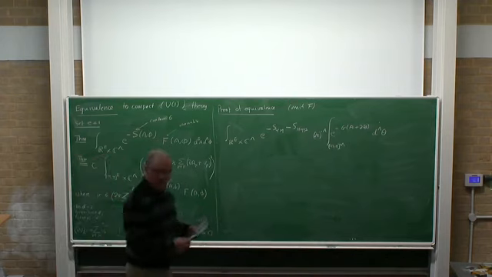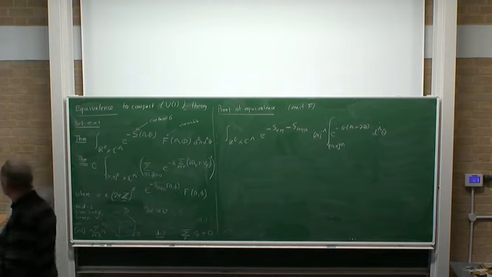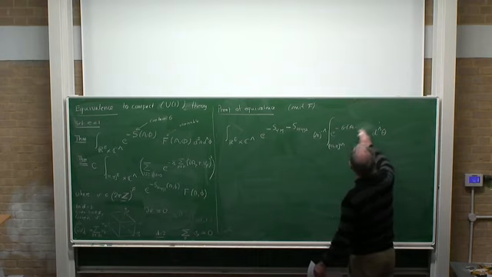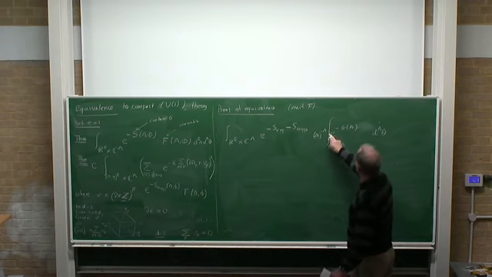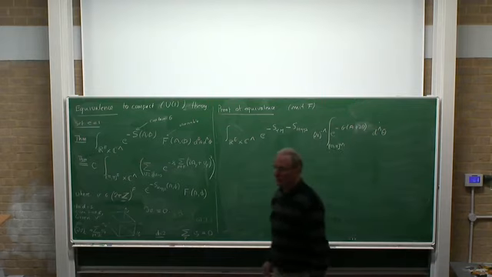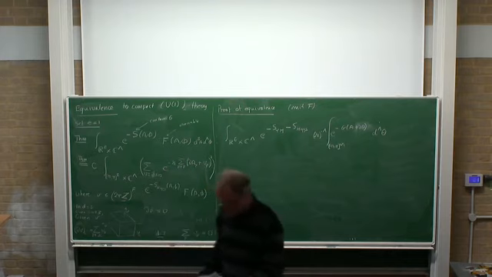Wait a second, so initially you only had a G of A without a theta. I know, that's right. Initially I only had that, and I didn't have this and this. What I'm doing is I'm averaging the G, or the e to the minus G, over compact gauge transformations.